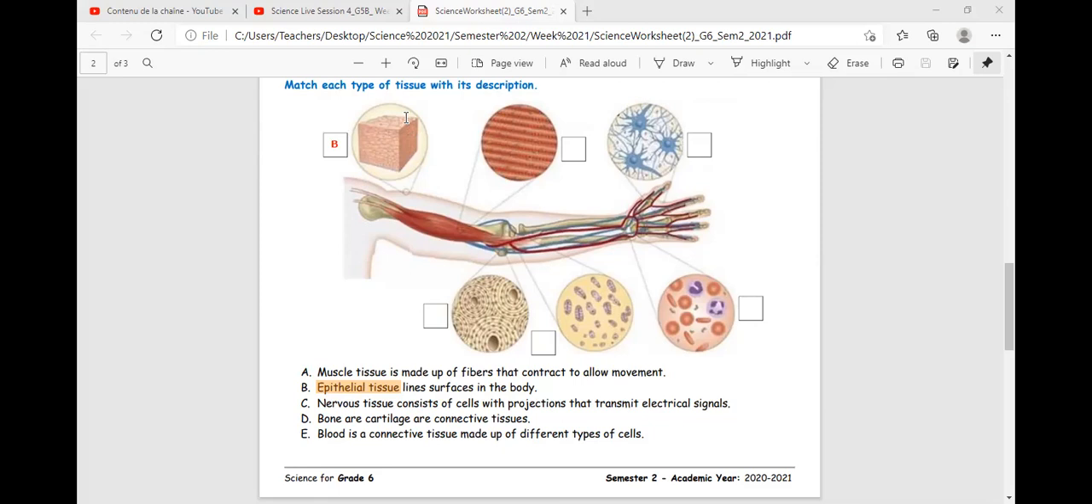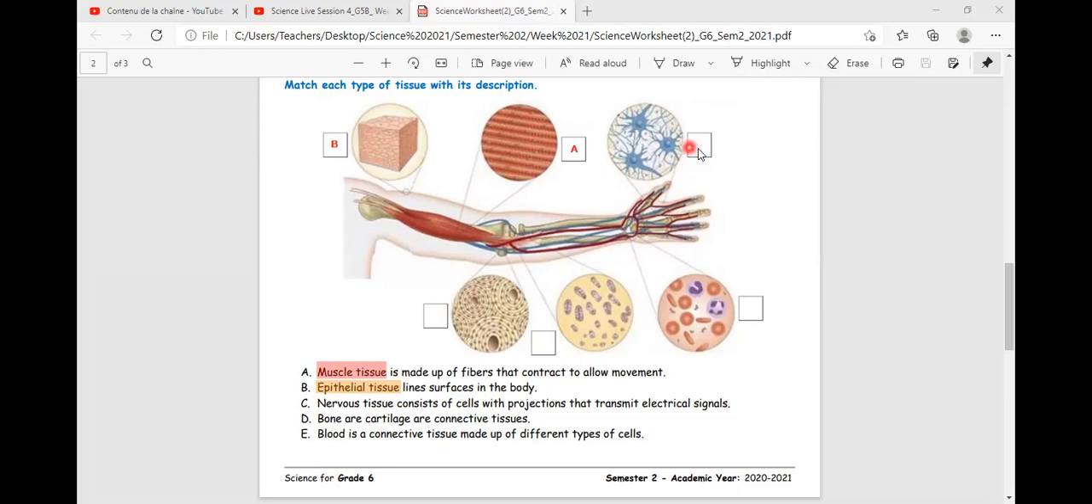Yalla, what about the second thing? If this picture isn't clear, muscle tissue. Muscular tissue. Muscles are built of muscular tissues. What's the job of the muscular tissues? It allows movement. It helps us move. Yalla, what about these?